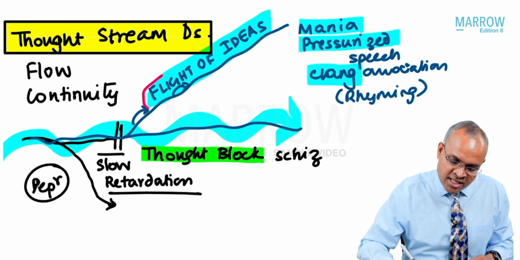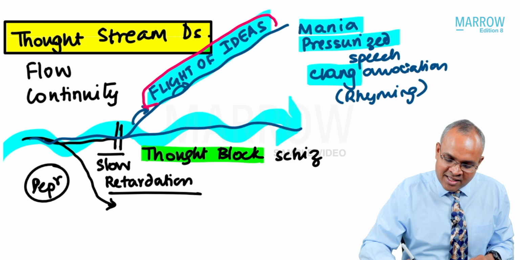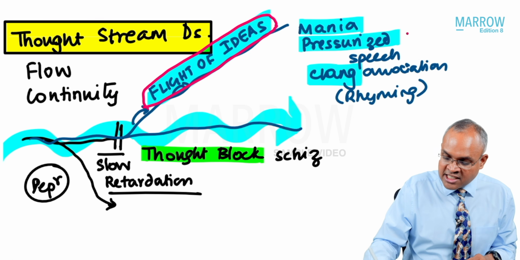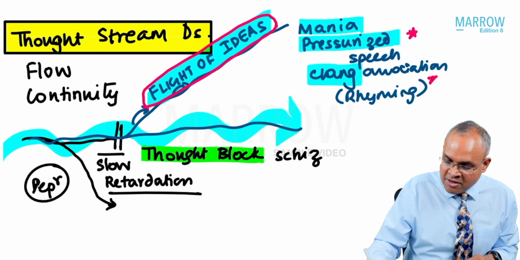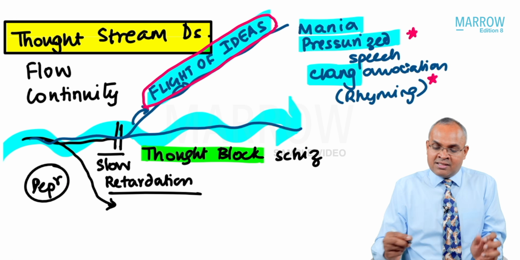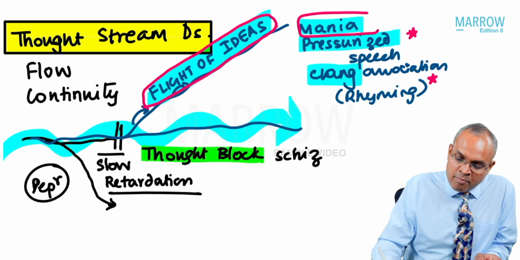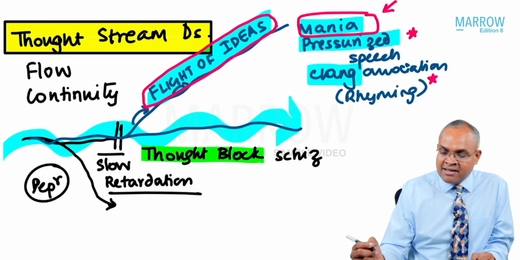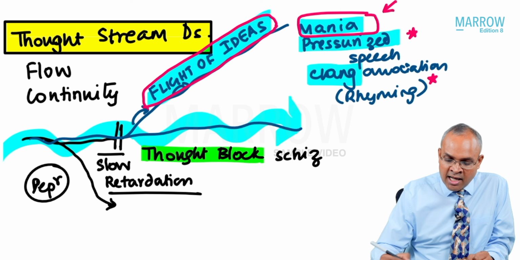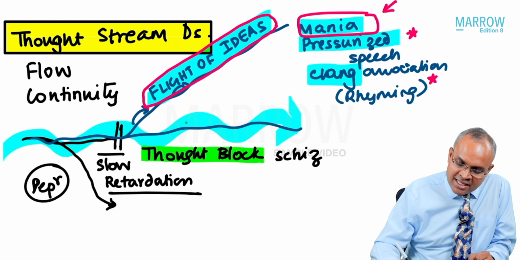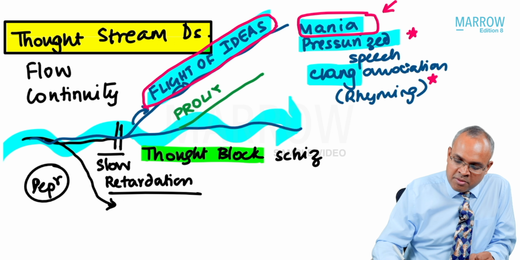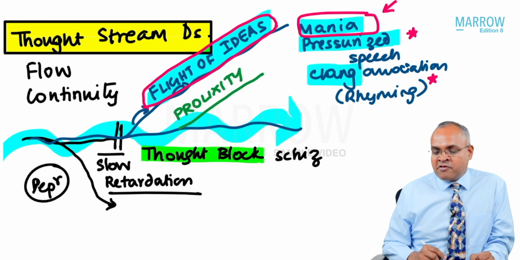So what is flight of ideas? They're jumping from one idea to another idea. They're talking at a very, very fast pace. They can also be using rhyming words and jumping from one word to another. It is seen in patients with mania. The other thought stream disorder you should remember is called prolixity of speech.